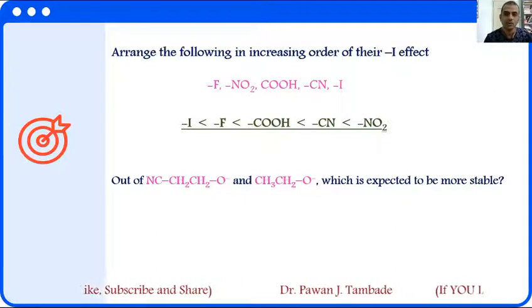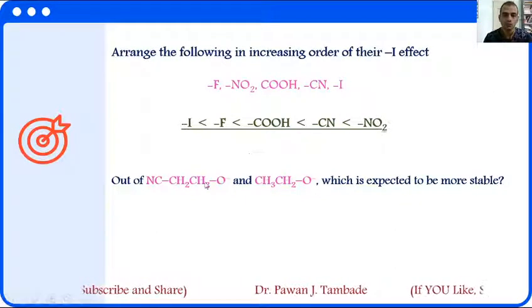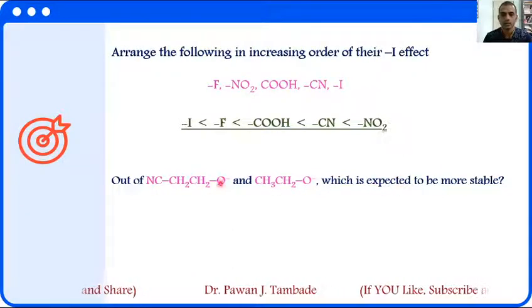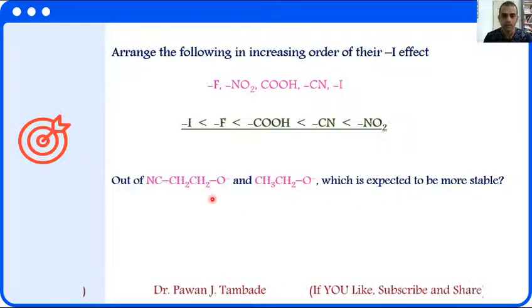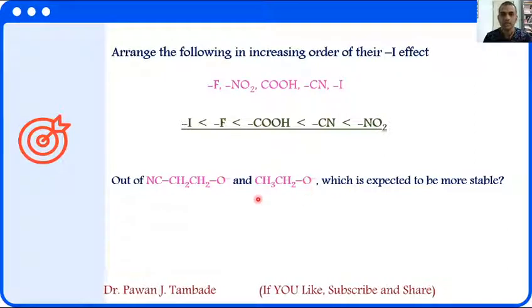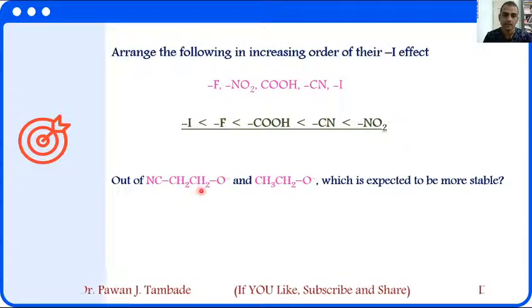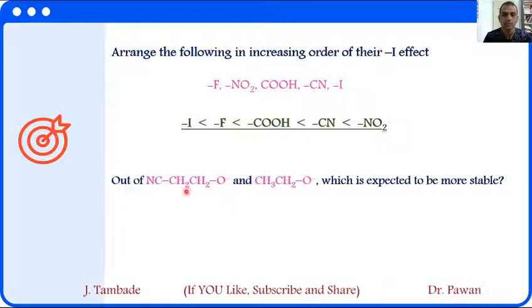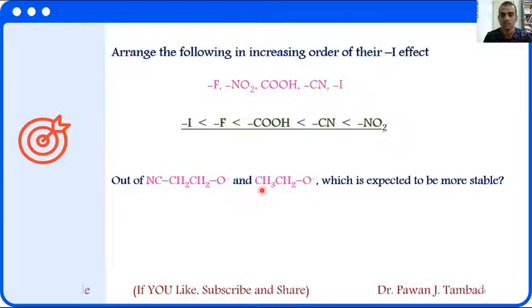Next is, out of these 2 species, which is expected to be more stable? So this is the question. Out of these 2 species, which is expected to be more stable? In both the cases, oxygen carries negative charge. But look at the atoms or groups which are attached to these negatively charged oxygens. In this case, CH2, CH2 and CN are attached, and here CH2, CH3 is attached.